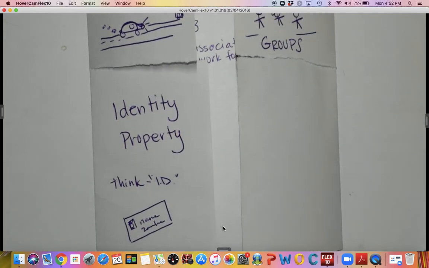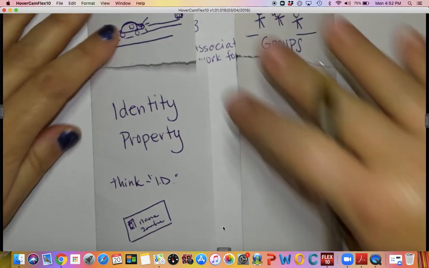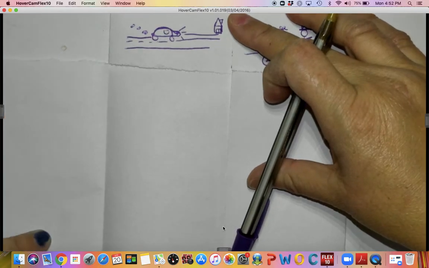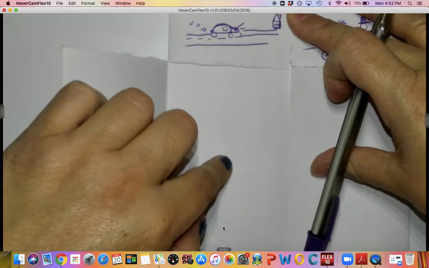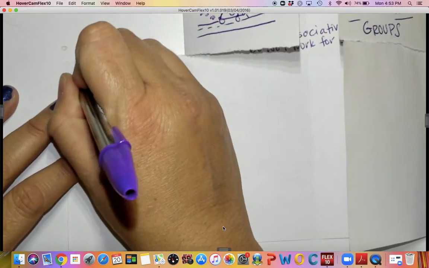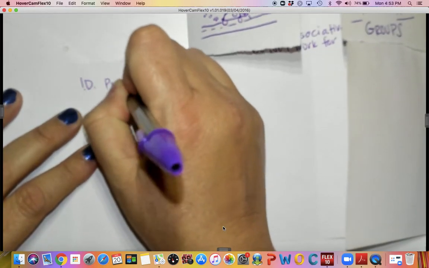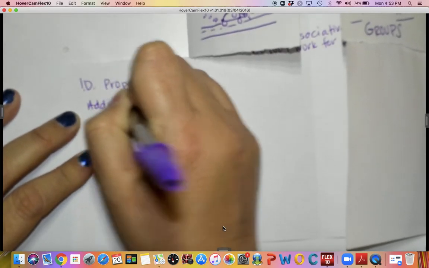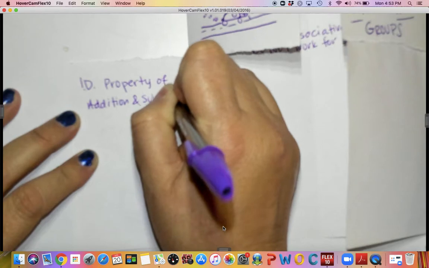Identity property. There's two identity properties. I'm going to write one on this flap and one on the inside. Okay, so the first one is identity, and I'm just going to abbreviate with ID. ID means identity. Identity property of addition and subtraction. That goes on the inside.